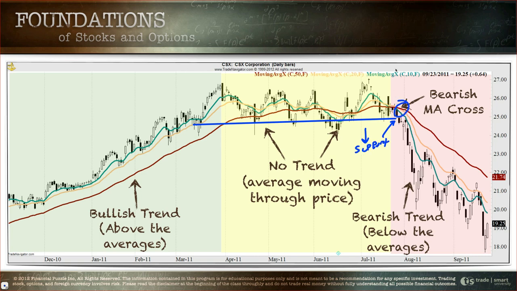And we've got the moving average cross after having broken below support. We've got good separation in the averages. We've got really good strong bearish angles. We're below the moving averages. It's pretty clear that we're getting a bearish trend shaping up here.